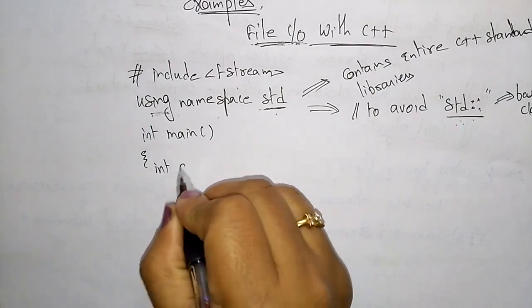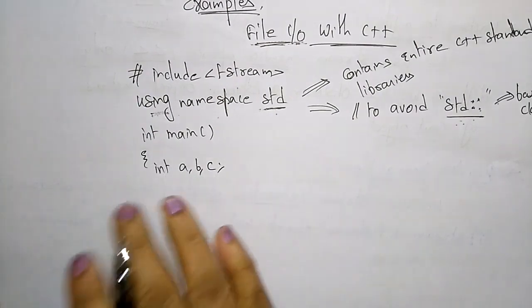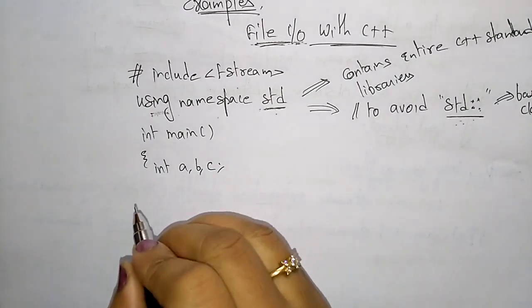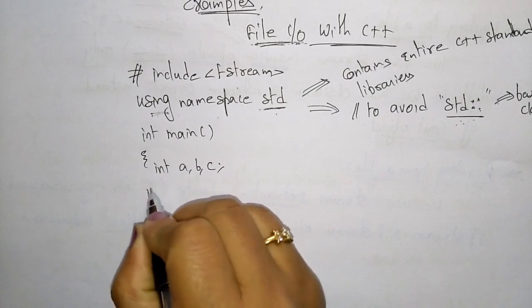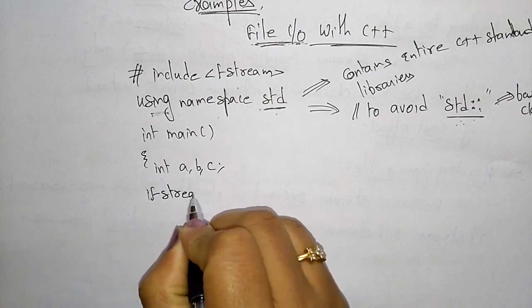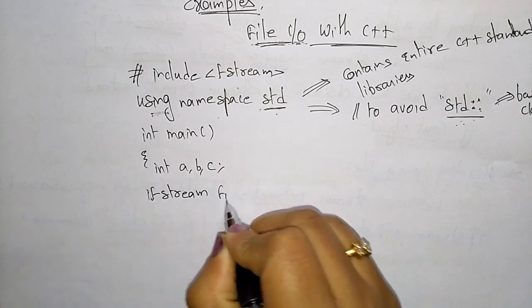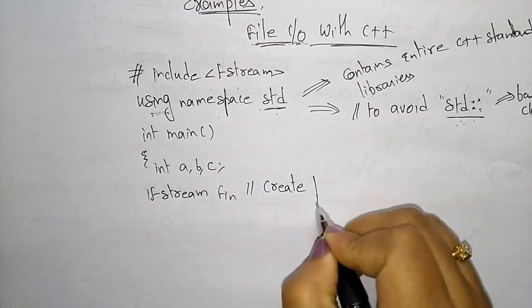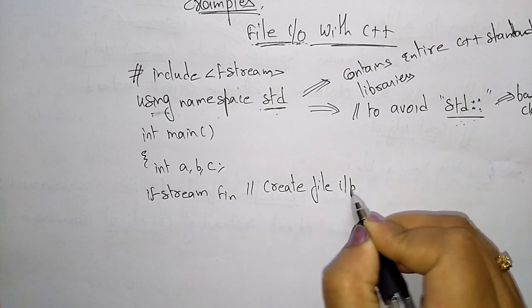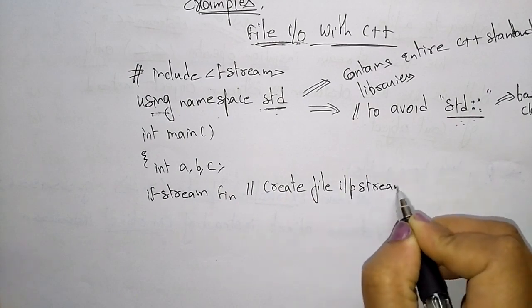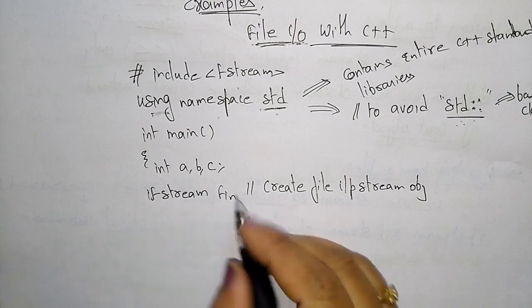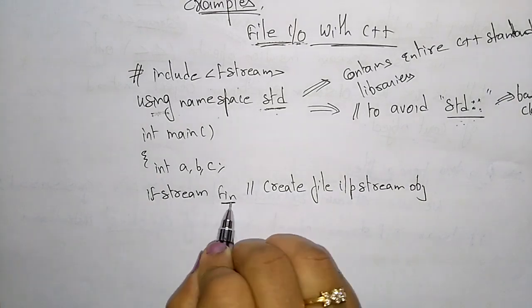int a, b, c. So I declared the variables as integers. Now first I want to create an ifstream, that is fin. It is used to create a file input stream object. So it creates the file input stream object, ifstream, and the object that I declared is fin.